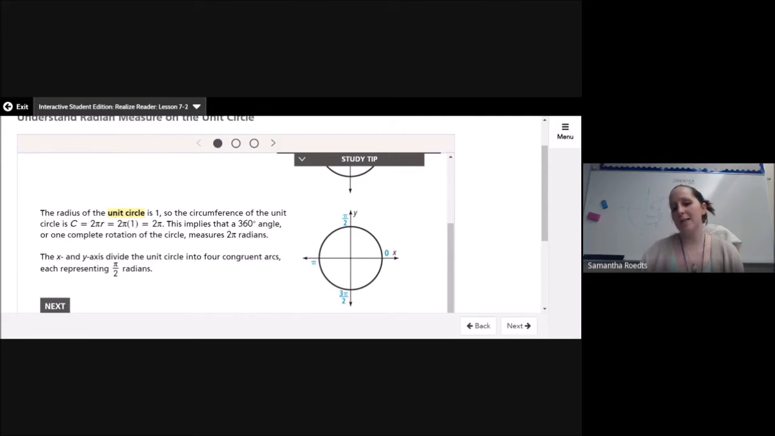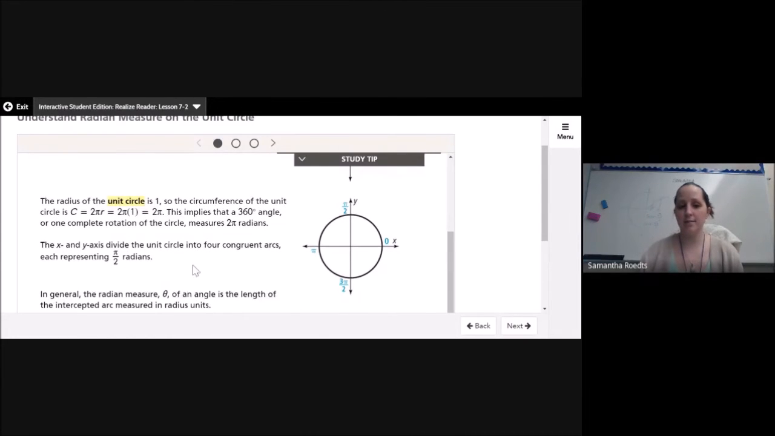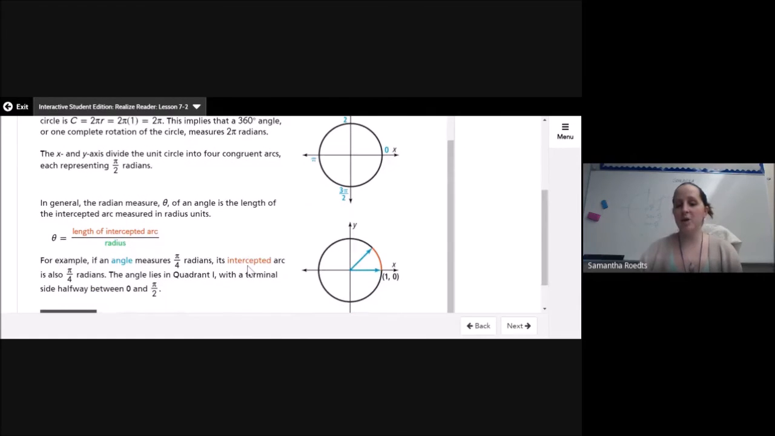This implies that a 360 degree angle, or 1 complete rotation on the circle, measures 2 pi radians. The x and y axis divide the unit circle into 4 congruent arcs, each representing pi over 2 radians. In general, the radian measure theta of an angle is the length of the intercepted arc measured in radian units. So theta equals the length of the intercepted arc over radius. For example, if an angle measures pi over 4 radians, its intercepted arc is also pi over 4 radians. The angle lies in quadrant 1 with the terminal side halfway between 0 and pi over 2.